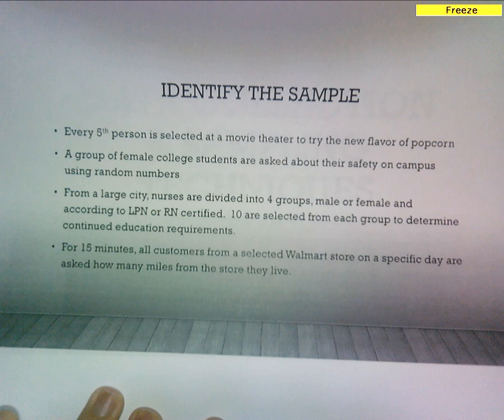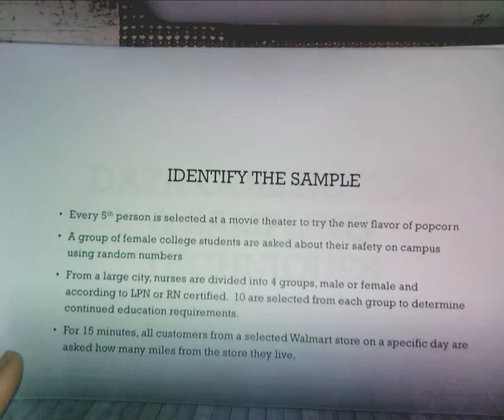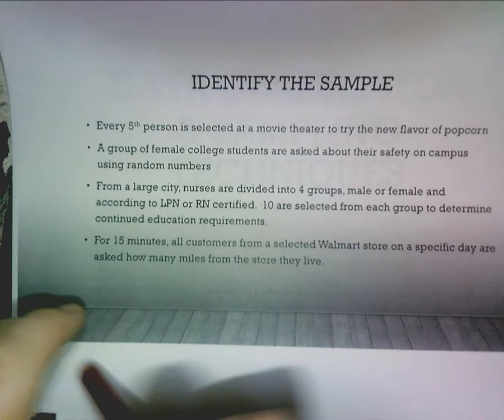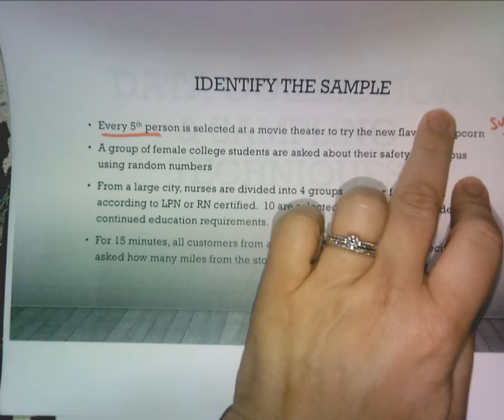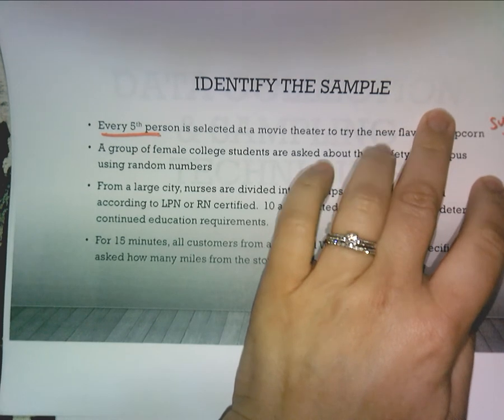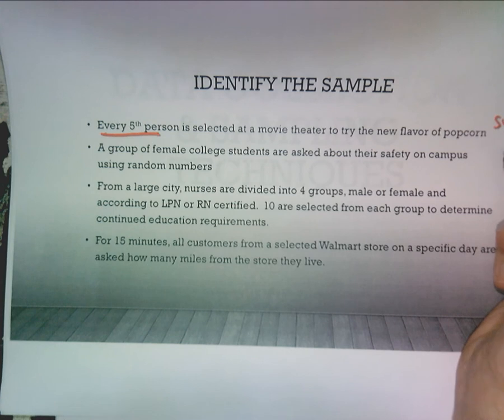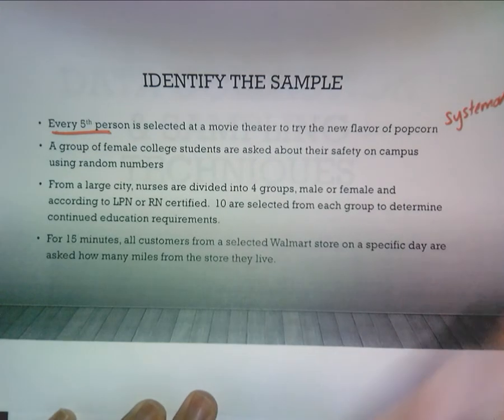Okay, so let's just go through. I think you already could figure these out, but hopefully you saw those keywords that I was trying to help you out with. So this first one, every 5th person: systematic. Okay, that's the key they're going to use. Systematic.